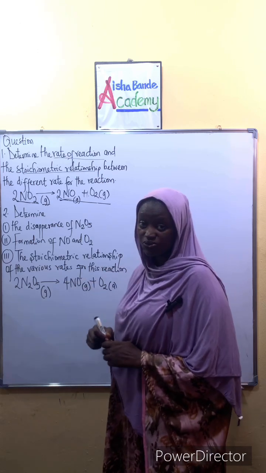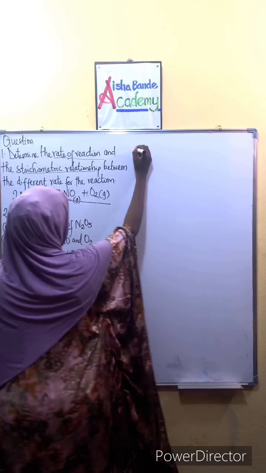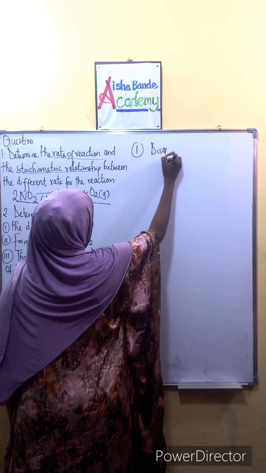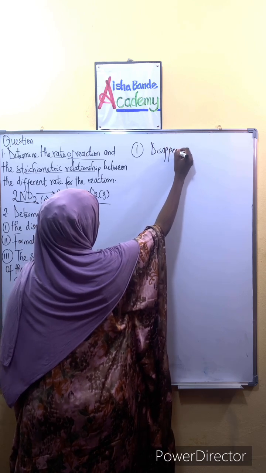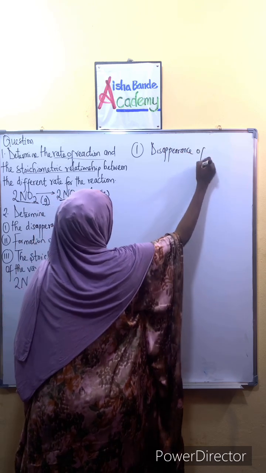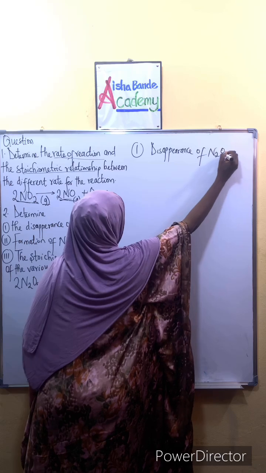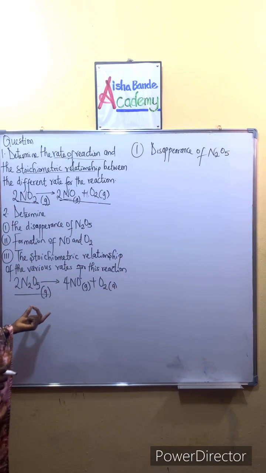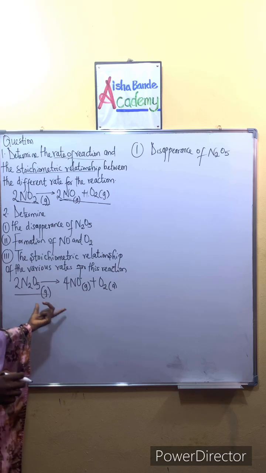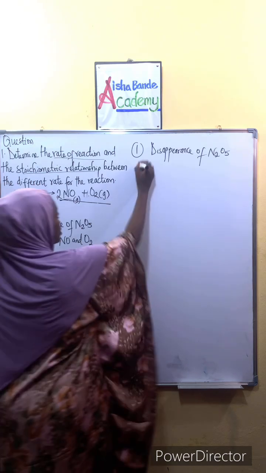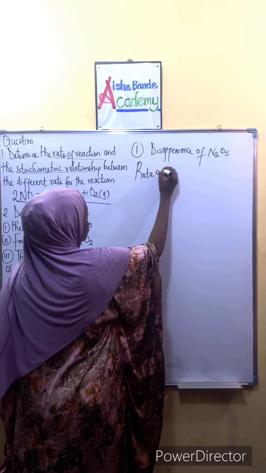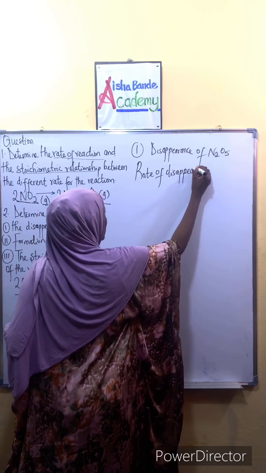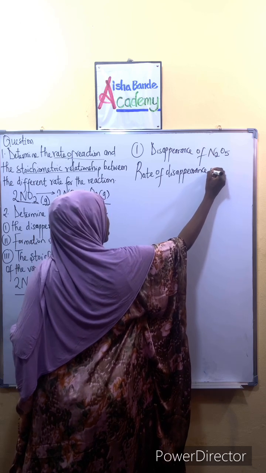So let's begin with the first question, which has asked us to determine the disappearance of N2O5. As you can see, the N2O5 is the reactant, right? So we have to look for the disappearance of the reactant. So we now see that the rate of disappearance, we are still dealing with rates. So the question can come in any form.